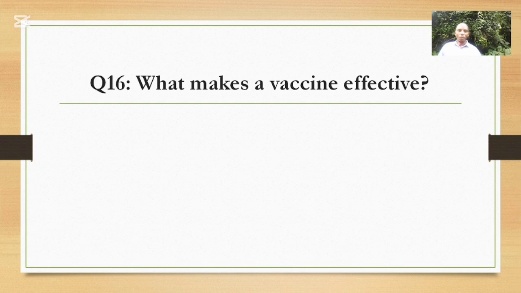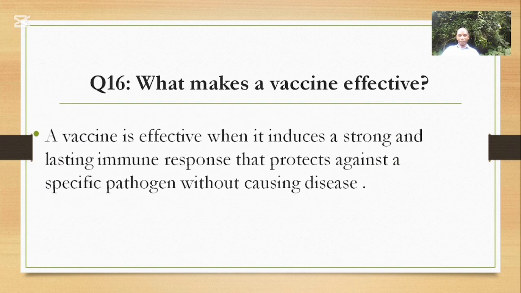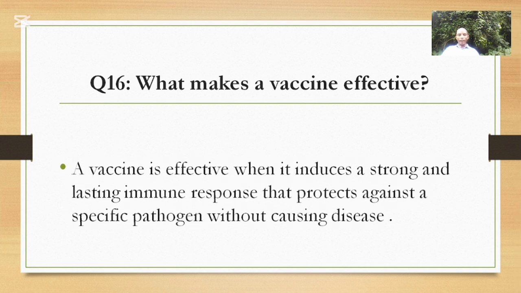We are going to start with the 16th question, which says, what makes a vaccine effective? Actually, a vaccine is said to be effective when it has the ability to induce a strong and lasting immune response. That immune response produces memory cells. Remember, the target of vaccination is to induce those memory cells.